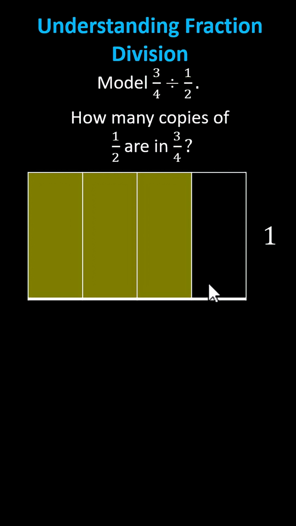To determine how many copies of 1/2 are in 3/4, we begin with a model for 3/4, where if the entire rectangle represents one whole, and we cut it into 4 equally sized parts and then shade 3 of them, we have the model for 3/4.